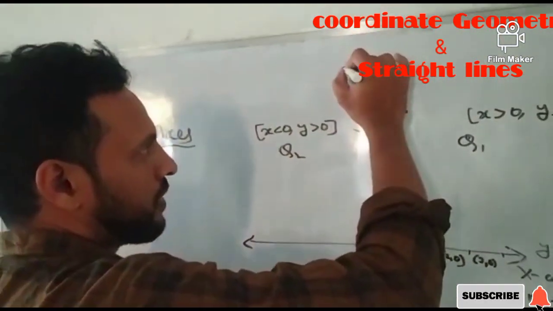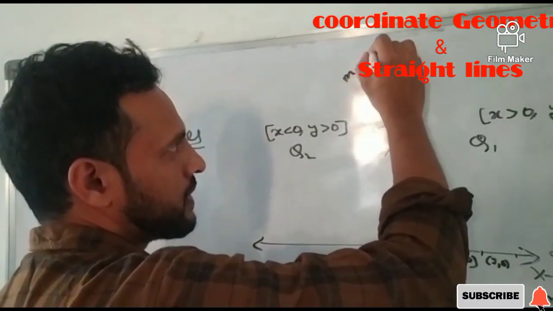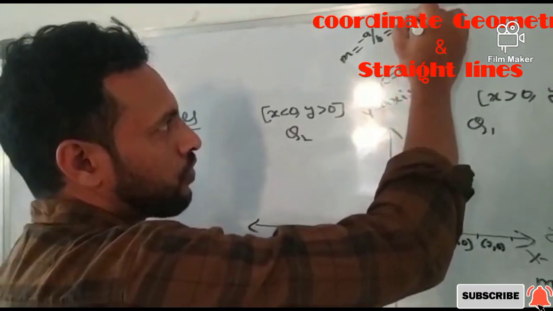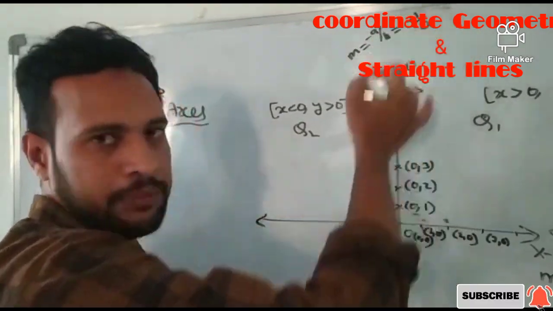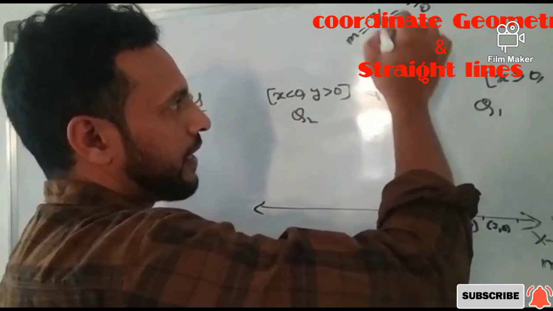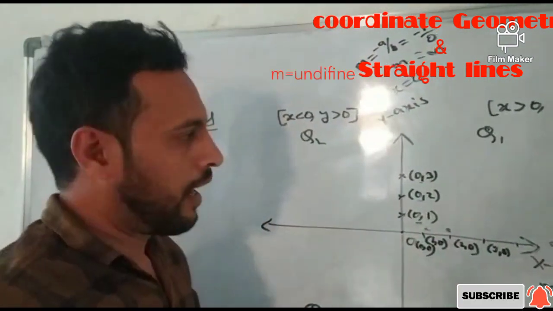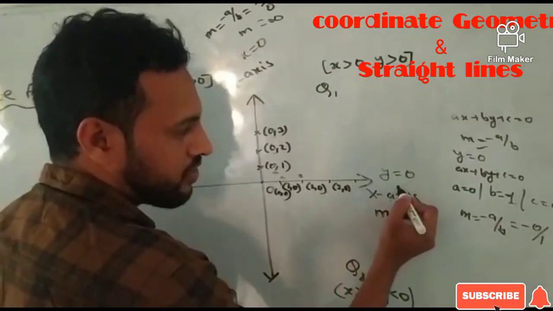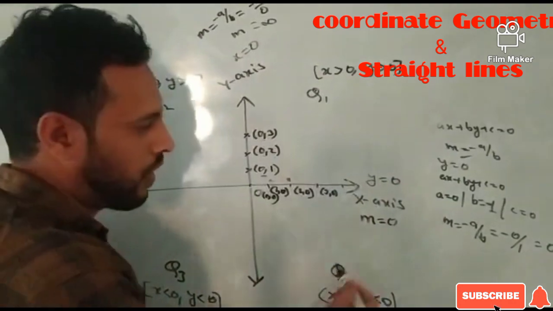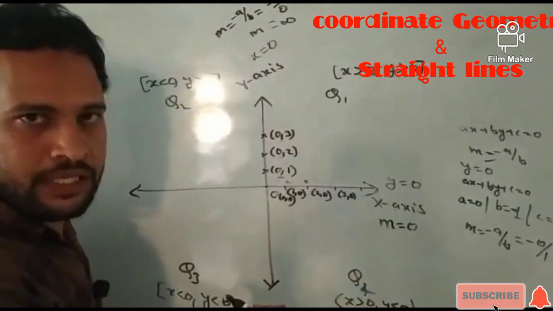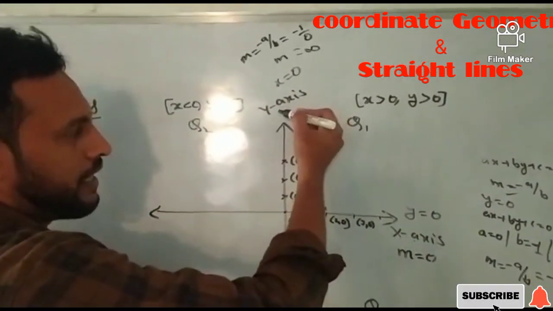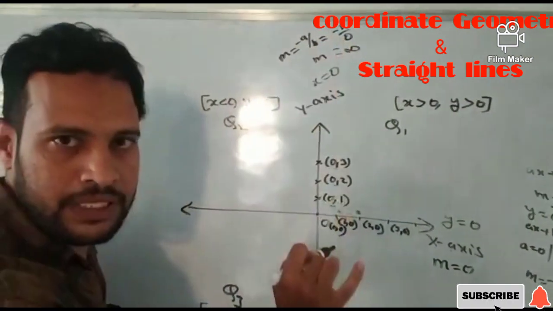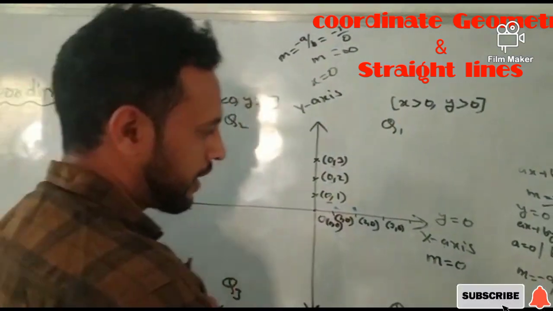Why? Because here in the slope formula, if you take m is equal to minus a by b, what is the value of a here? The coefficient of x is 1. So minus 1 by 0. Something by 0 we can't define. That's why it is undefined. So we got 2 points here. The equation of the x-axis is y is equal to 0 and the slope of the x-axis is m is equal to 0. In the same way the equation of the y-axis is x is equal to 0 and the slope of the y-axis is m is equal to undefined.